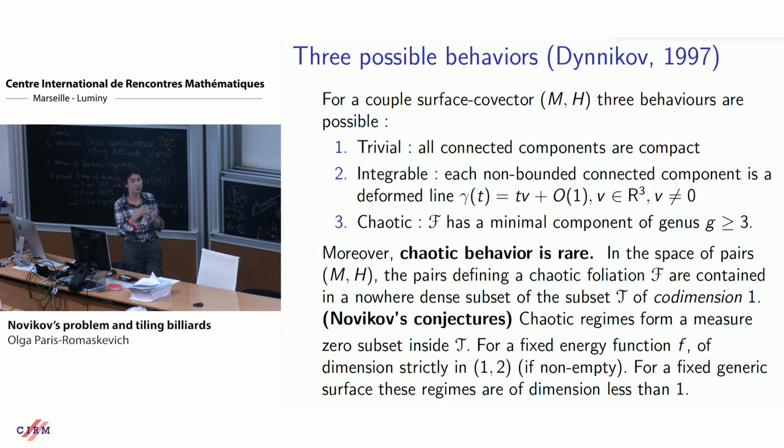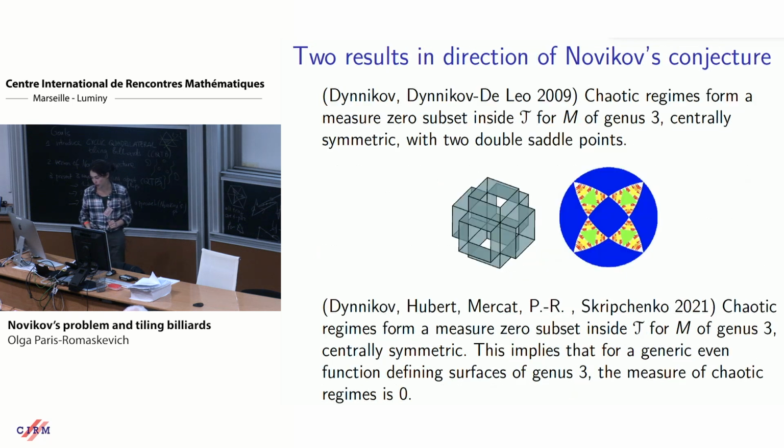Then you can also fix an energy function. And the last and most interesting for physicists, if you fix a surface, because physicists don't care about levels of energy, they want just a concrete surface, the Fermi surface of your metal. And there are different conjectures corresponding to it. And here are the two results that exist in the direction of this conjecture.